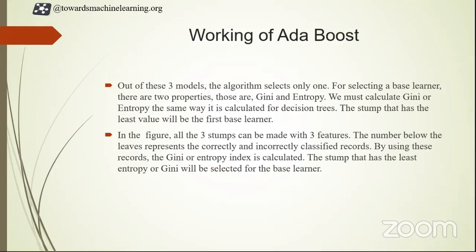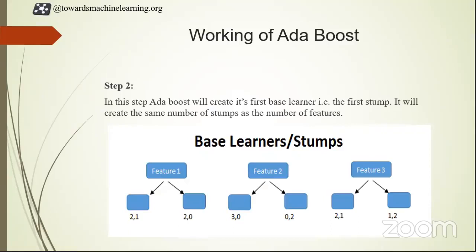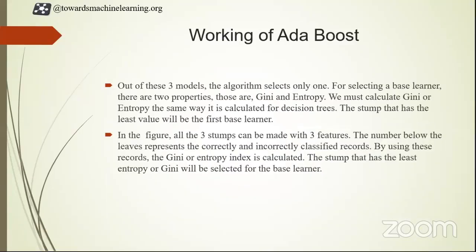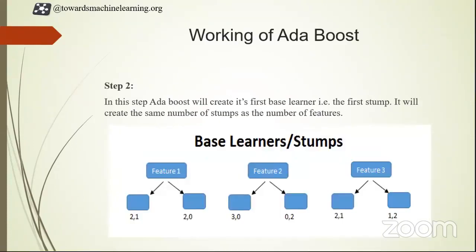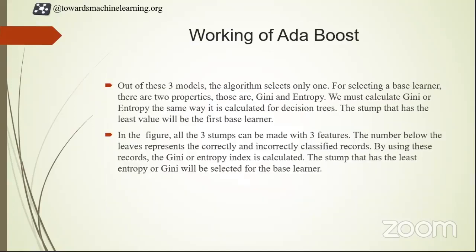Okay, so in the figure, as you can see, all three stumps can be made with the three features. The numbers below the leaves, like 2 1, 2 0, 3 0, 0 2, represent the correctly and incorrectly classified records. Using these records, the Gini or entropy index is calculated. The stump that has the least Gini impurity or entropy index will be treated as the first base learner.